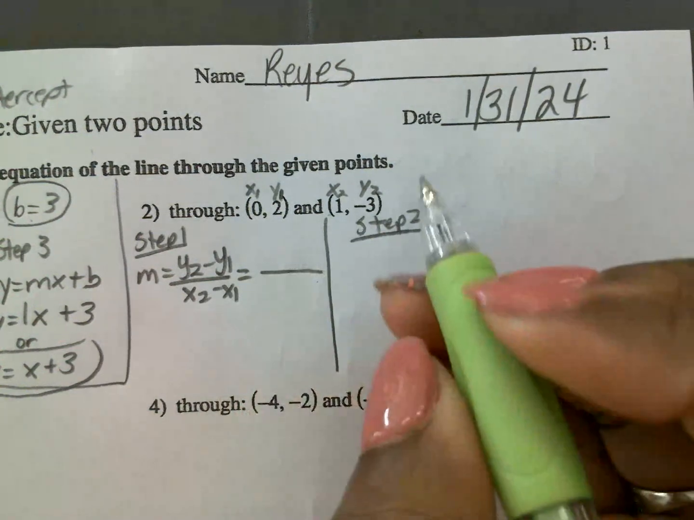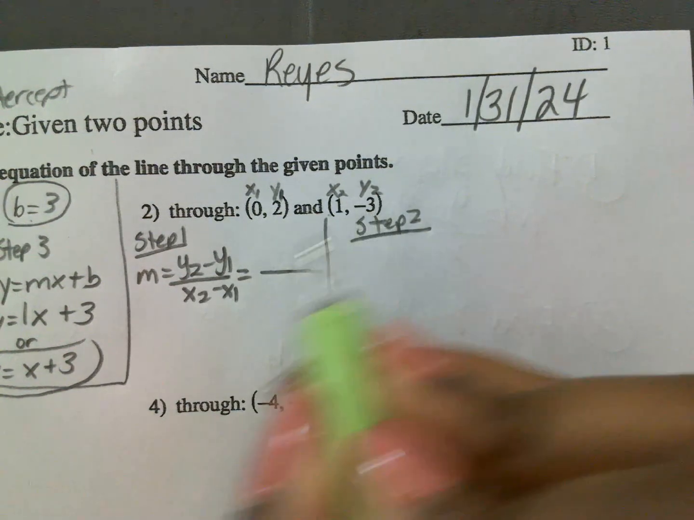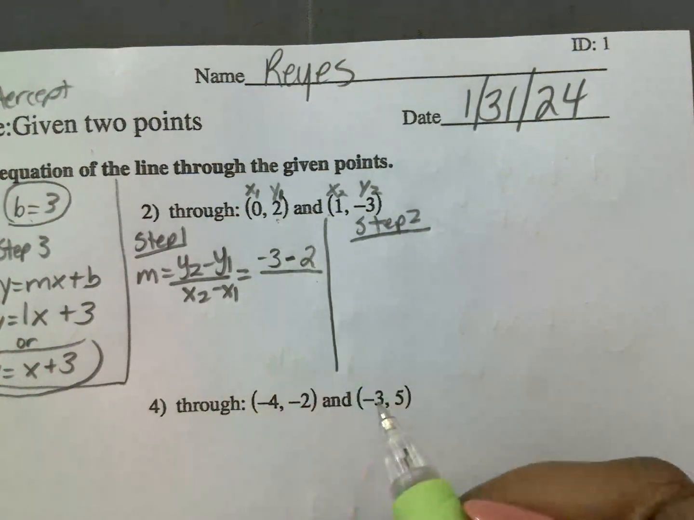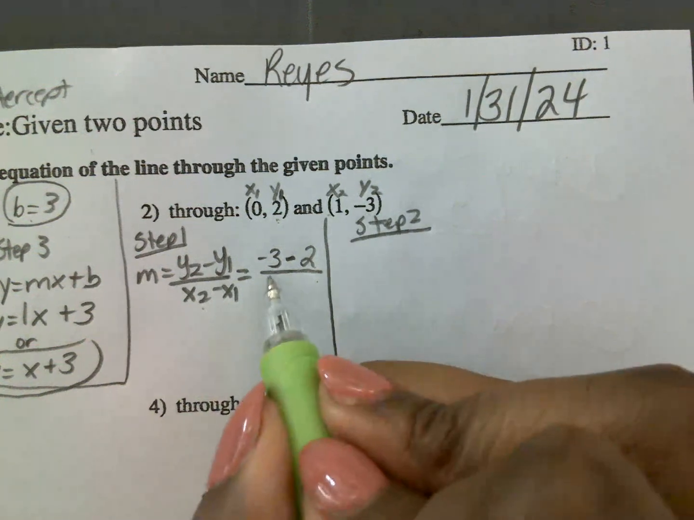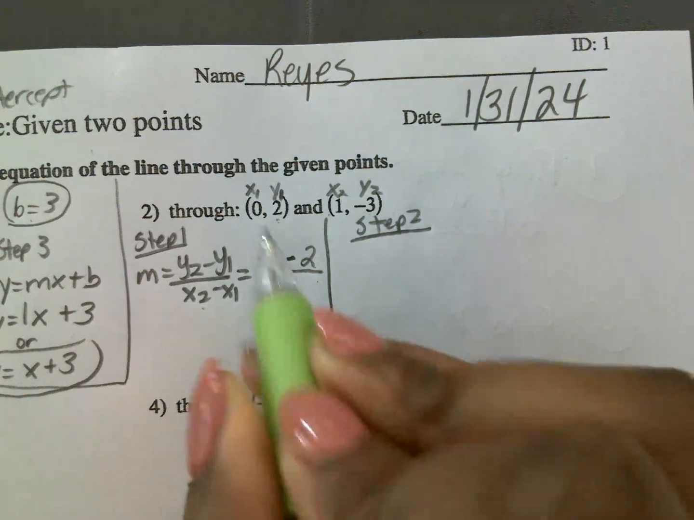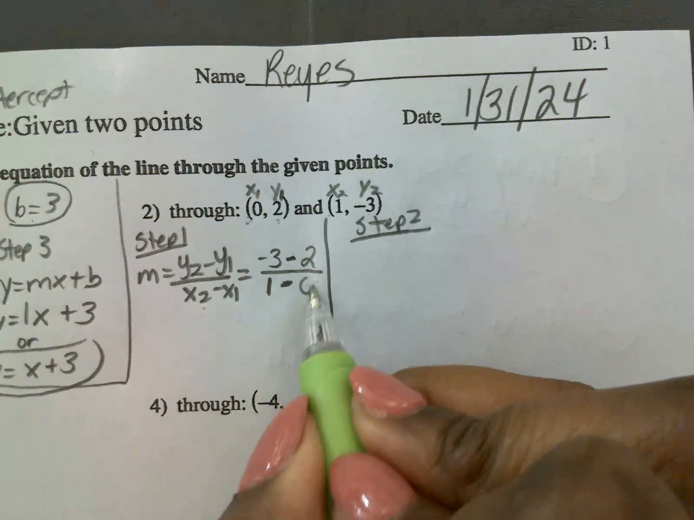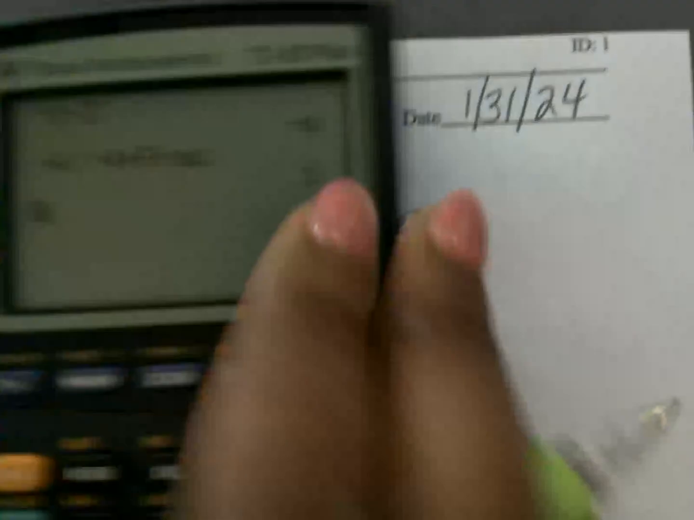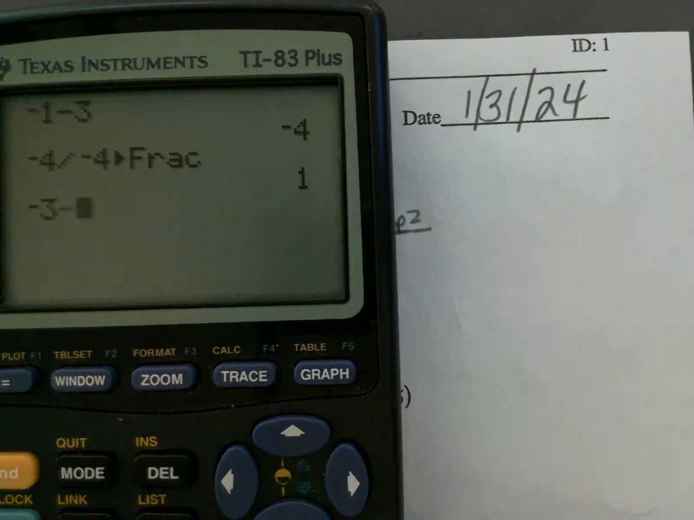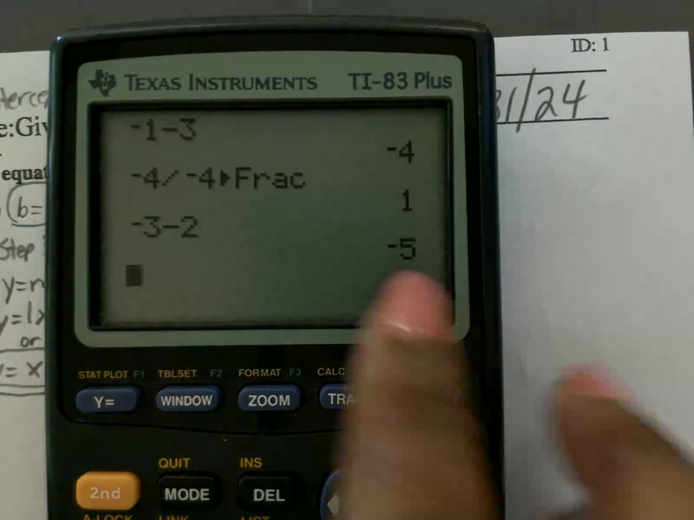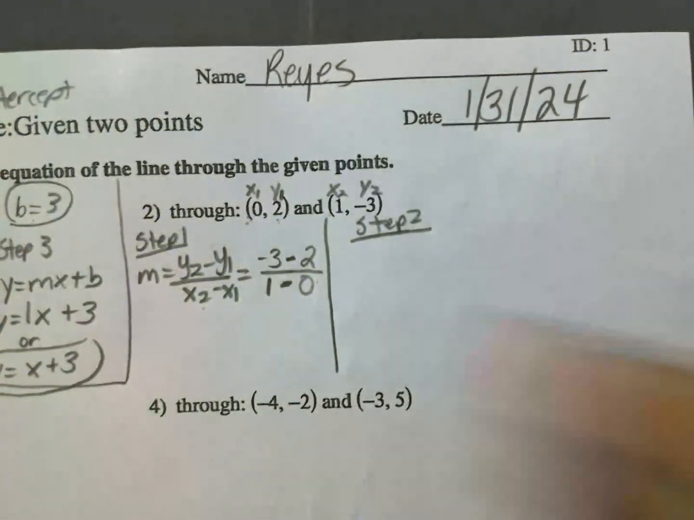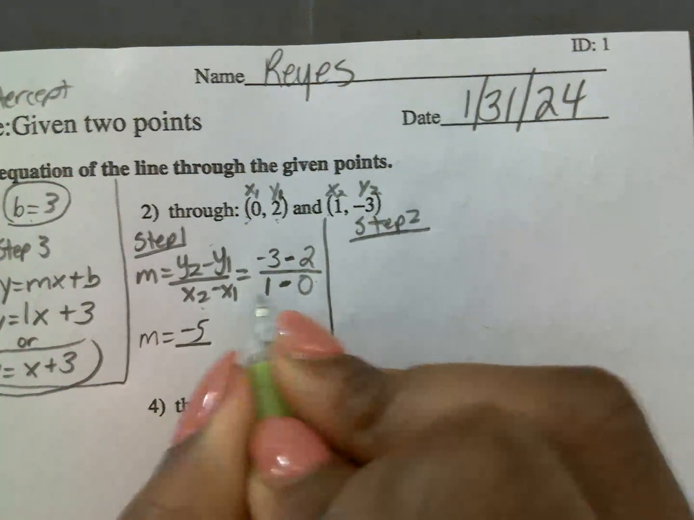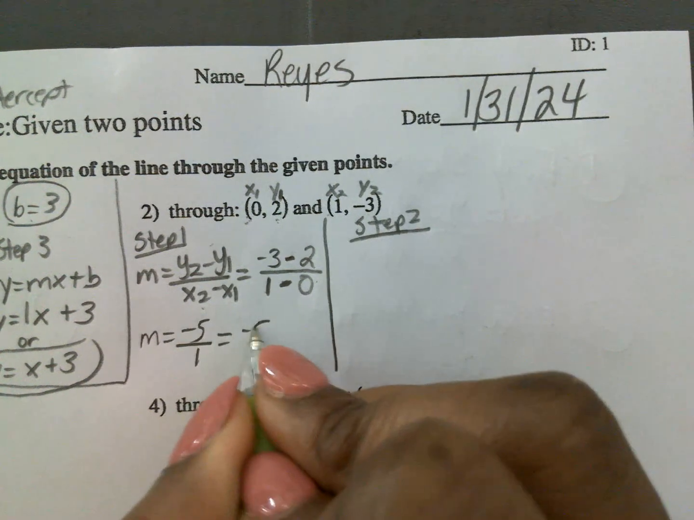So on the top, we have -3 minus, which is part of the formula, we have 2. On the bottom, we have 1 minus, which is a part of the formula, and we have 0. So remember, if you cannot remember that this is plus and negative, you can type it into the calculator. -3, then we got -2. And you see how that gives you a -5? If you forget, please make sure that you type it in. So you've got -5 over, and on the bottom, this gives you 1. So your m is -5.